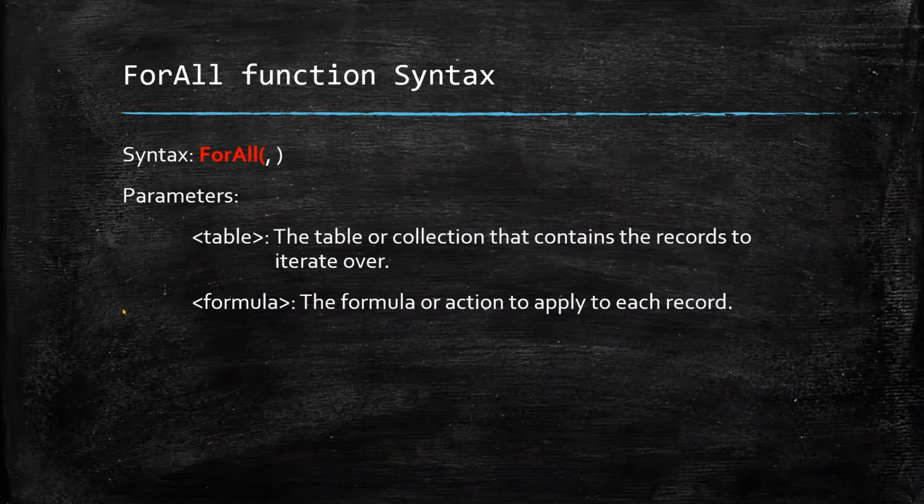So here is the syntax for using the ForAll function. In this ForAll function, we need to pass two parameters. One is table and second is formula. So table is basically the table or a collection that contains the records that need to be iterated, and formula is the formula that will be applied when each record is iterated. So this is the simple syntax for using the ForAll function. Now let's discuss a few use cases and use this ForAll function in different scenarios.